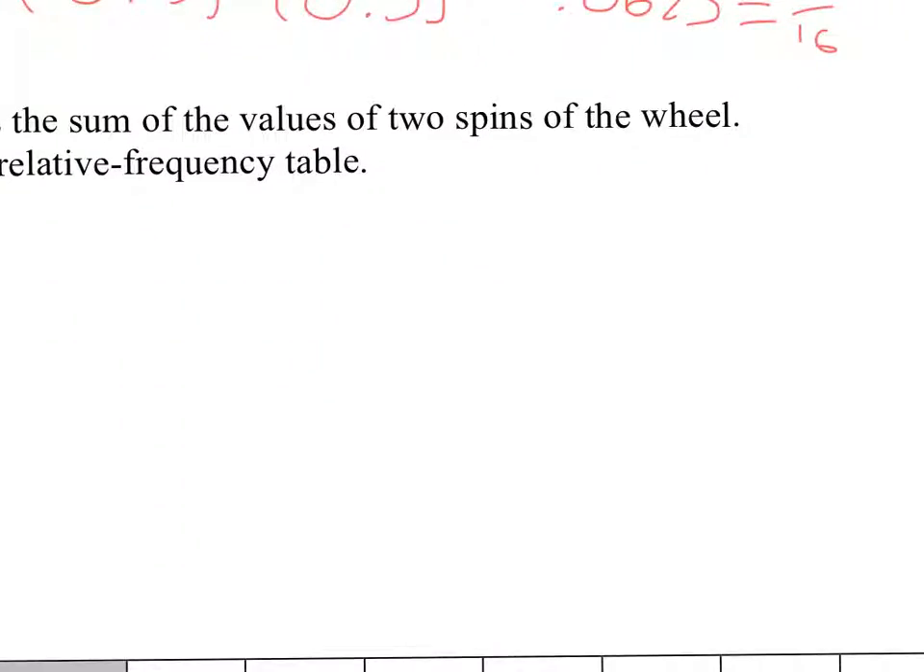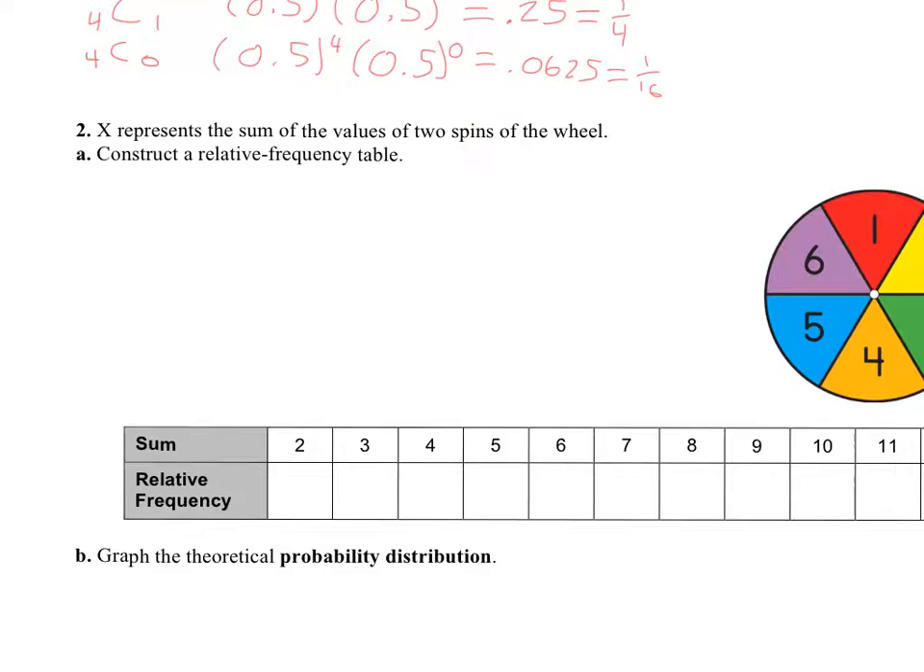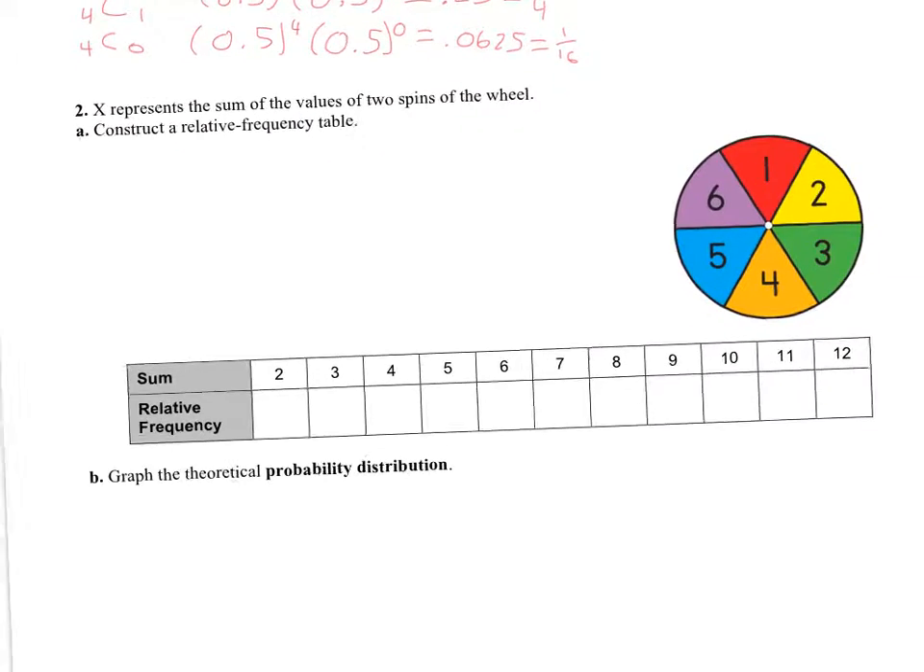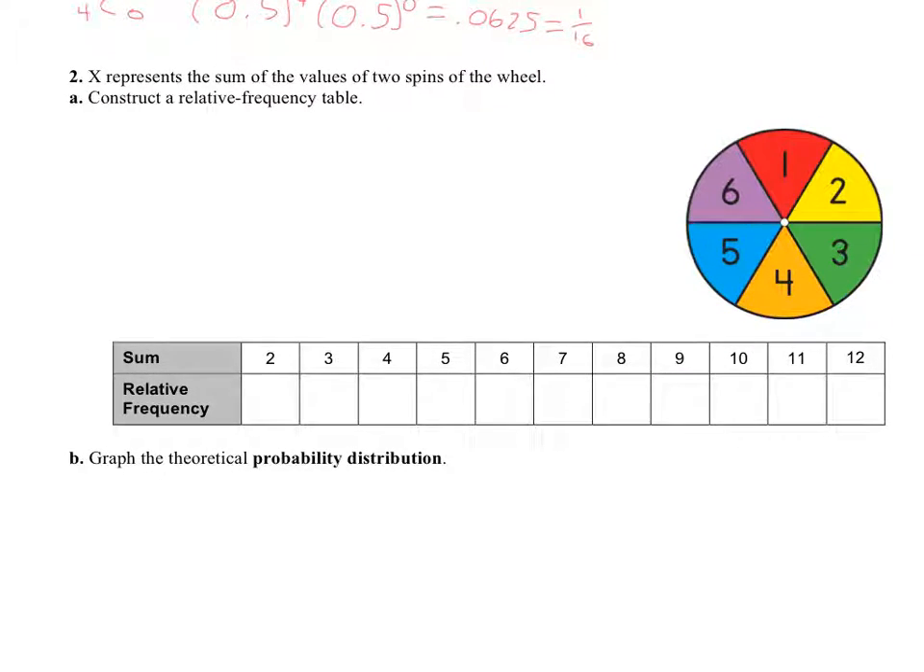Okay, for number 2, we have a wheel, and you might want to fill in the numbers if you can't see them on your paper. So for the spinner, there are 6 spots, numbered 1, 2, 3, 4, 5, and 6. We need to construct another relative frequency table.